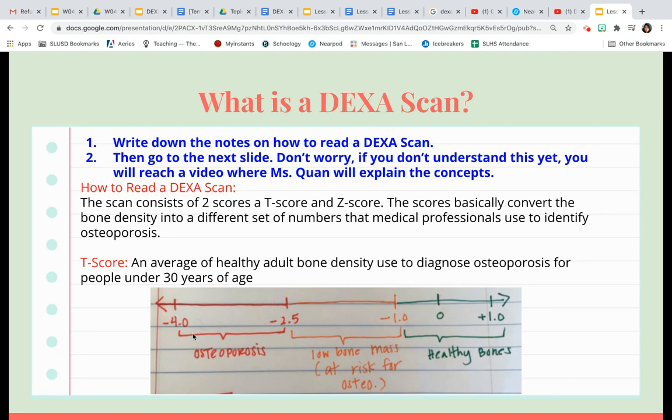So if your T-score reads negative 2.5 to below, up to -4, you are considered an individual who has osteoporosis. But if your T-score reads -1 to -2.5, you are at risk for osteoporosis, or you have low bone mass, but you don't have it yet. And then a healthy score range is anywhere greater than -1 all the way to +1, right?